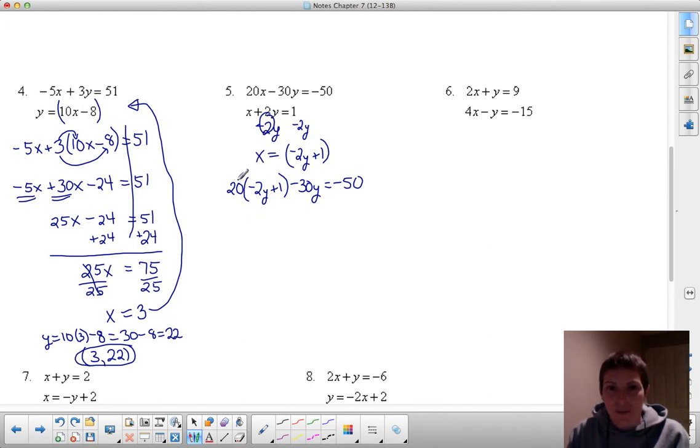We do our distributive property first, combine like terms, and solve. Remember that negative 30y is not in the parentheses, so we do not need to distribute to that also. Use your balance line if you need to. That negative 40y and negative 30y are on the same side, so they just get combined.